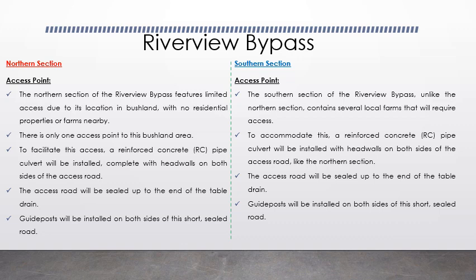And moving on to the southern section, this area is quite different as it contains several local farms that require regular access. To accommodate this need, we'll also install a reinforced concrete pipe culvert with head walls on both sides of the access road, mirroring the design used in the northern section. The access road in this section will similarly be sealed up to the end of the table drain to ensure a smooth and reliable surface. Guideposts will be installed on both sides of this road as well, to provide clear guidance and improve safety for all users.